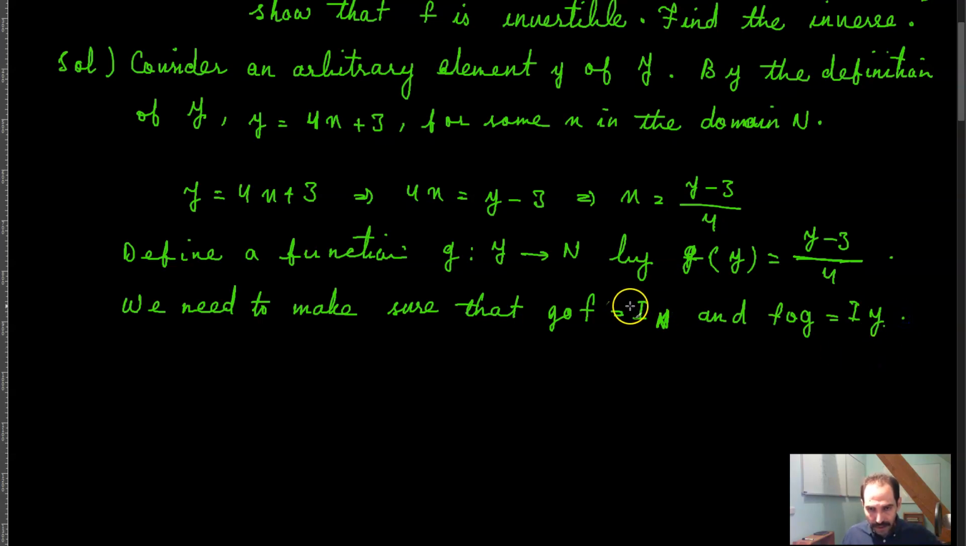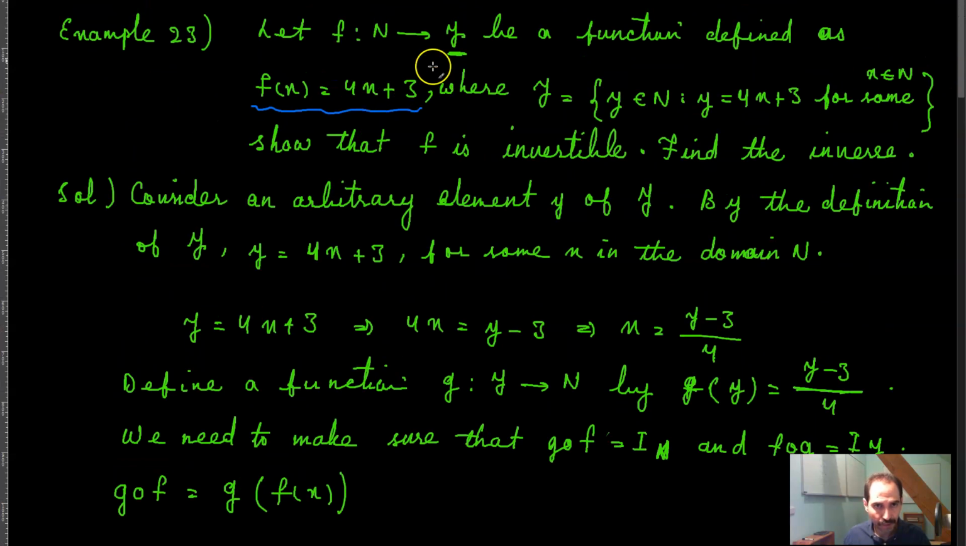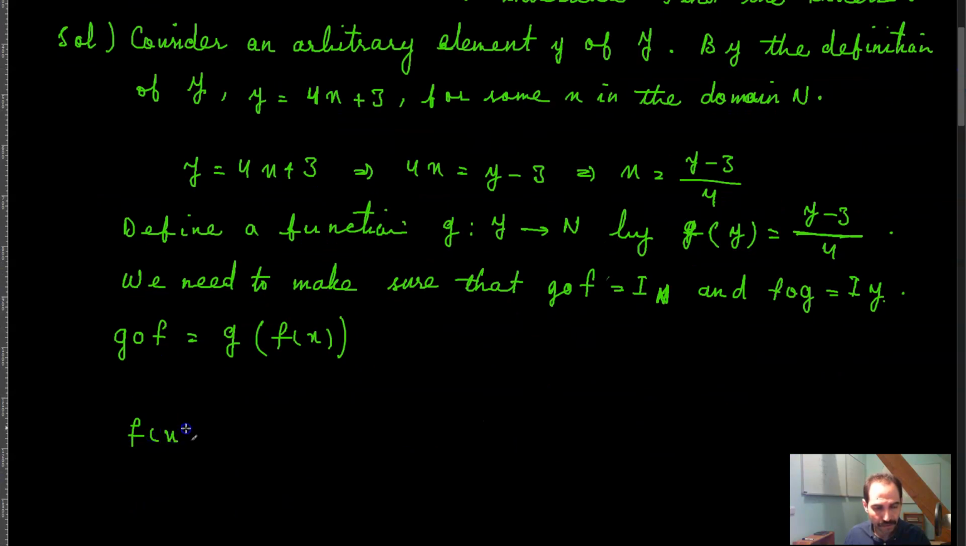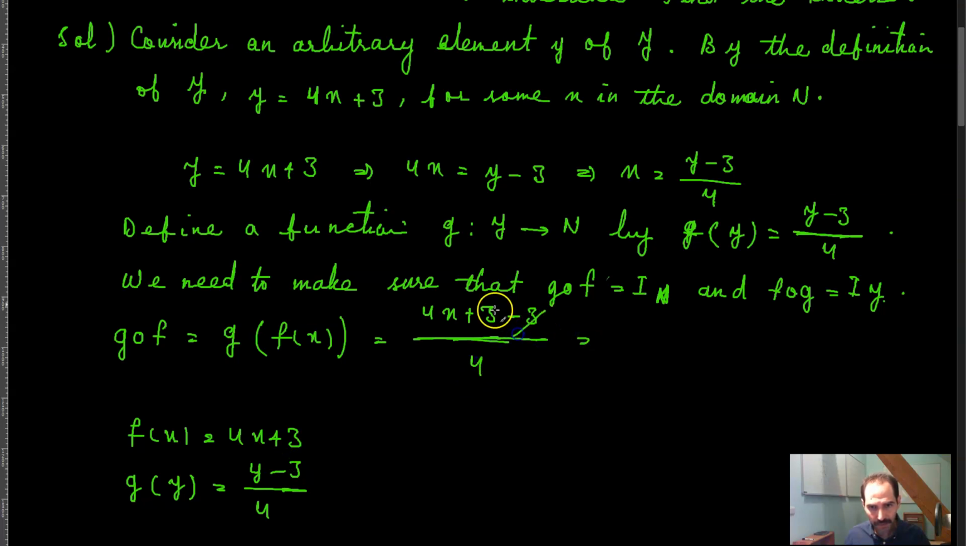Now let's see if that is the case. So basically, gof is the same thing as g of f of x, and f of x is equal to 4x plus 3. Now, g of y is equal to y minus 3 divided by 4. So in g, wherever you see a y, you have to write 4x plus 3. So I write 4x plus 3 minus 3 divided by 4, which gives me 4x divided by 4, which is equal to x. That means that gof of x is equal to x.